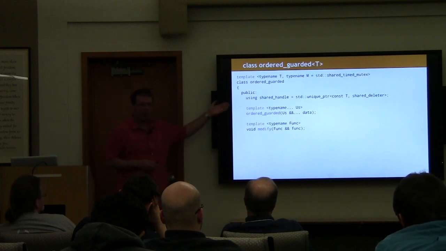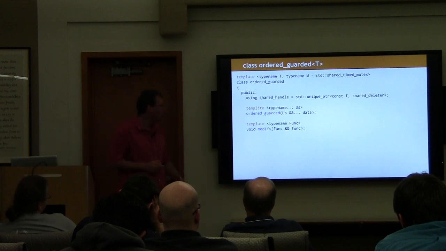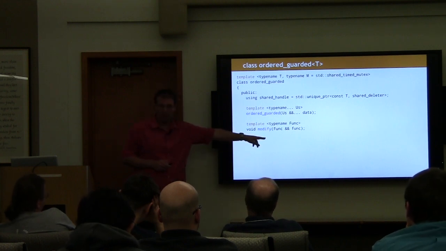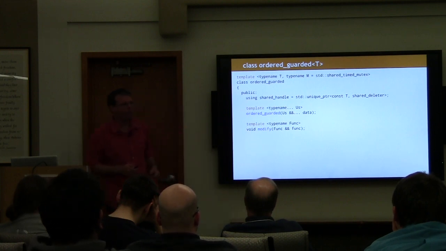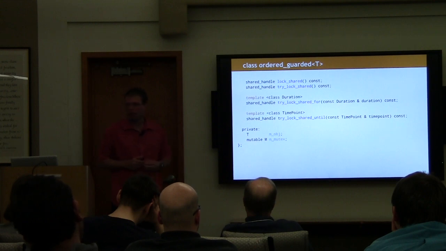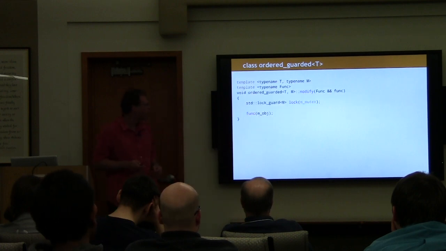So we have the same shared handle that we had for a shared guarded, because shared handles are okay. I don't mind having a lot of those out in the program. But now, instead of a try lock and a lock, I'm going to add a modify function that takes a function object and applies that modification to the data that's contained in this guarded variable. The rest of the lock shared is exactly the same as for shared guarded. This all comes out exactly the same way. I have the same object, the same mutex. So internally, there's no change in the implementation.